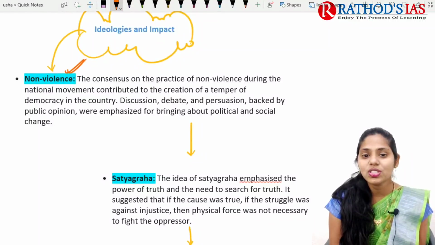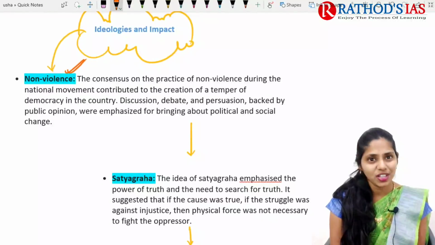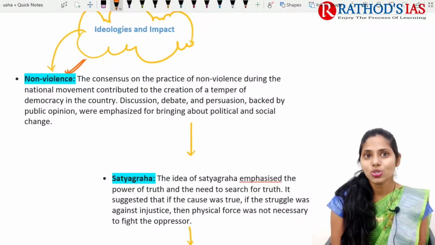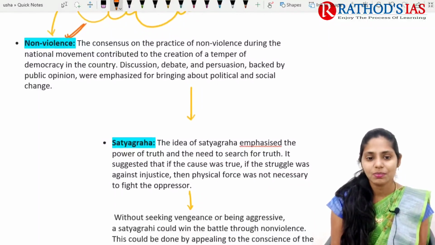If we're talking about non-violence, that means we need to practice non-violence during the national movement, and it contributed to the temper of democracy in the country. Because of non-violence, we can go for discussions, debates, persuasion, which are backed up by public opinion. This is what was emphasized by Mahatma Gandhi.